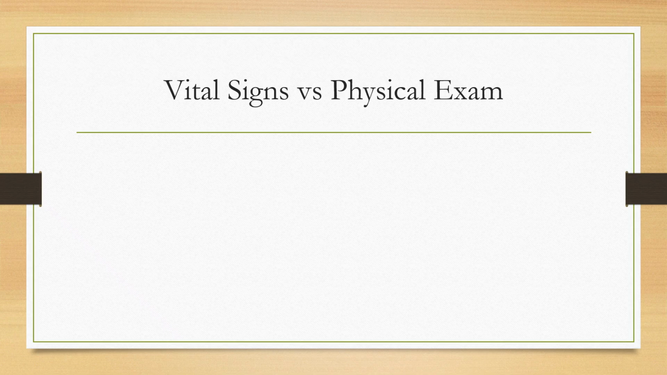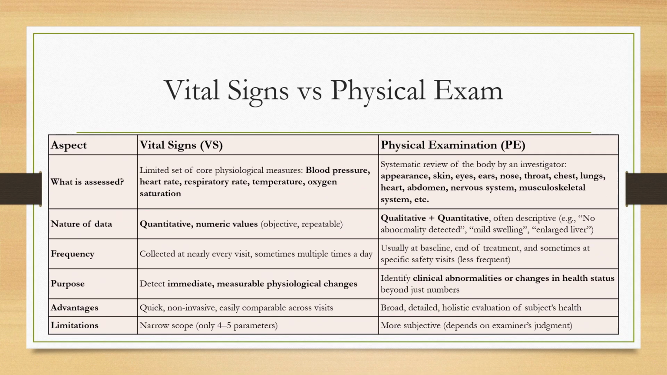When we talk about the vital signs and the physical examination in clinical trials, they may sound similar, but they are actually quite different. The vital signs are like the basic measurements of life. They include things such as your blood pressure, heart rate, temperature, breathing rate, or the oxygen level. These are quick numeric values that can be checked by a nurse or a technician using simple devices. Think of them as the dashboard indicators of your body, just like speed, fuel, and temperature gauges in the car. They give us a snapshot of how the body is functioning at that exact moment.